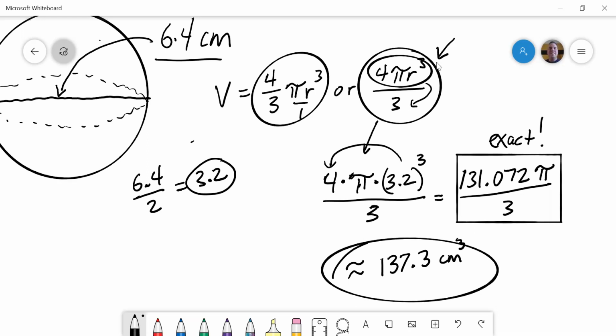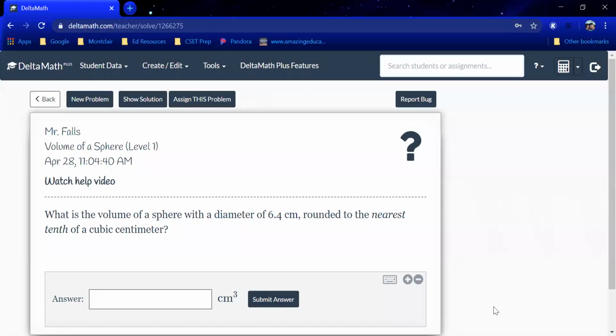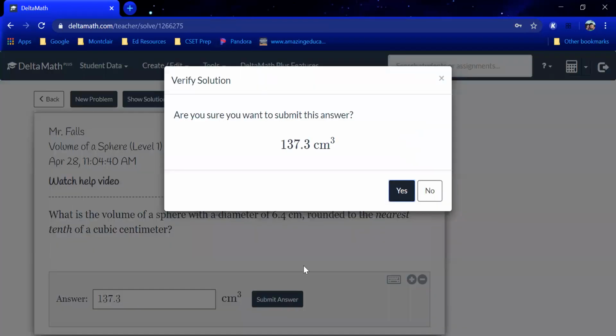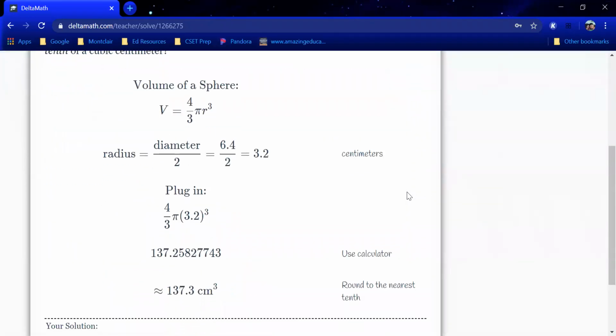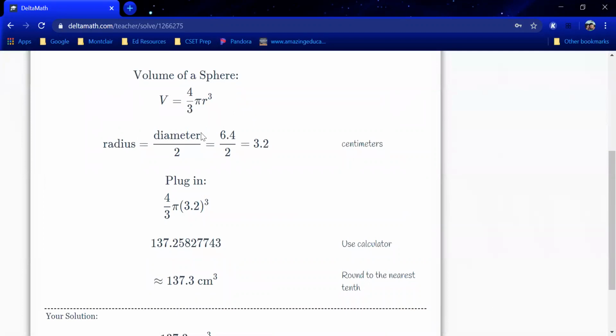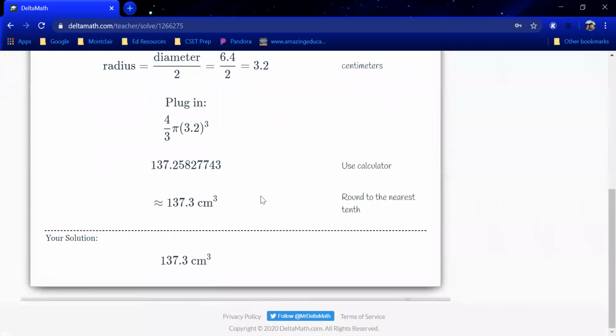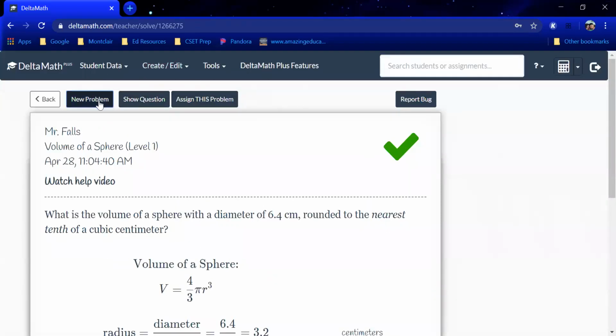So let's go back in and make sure that hopefully I did it right. 137.3. Let's go back to DeltaMath and punch that in. 137.3, and submit. Are you sure you want to submit? Yes, I am very sure. And look at that check mark. We got it right. Cool. And look, guys, it even kind of goes through the problem with you, and you can see what's happening, and that's basically what we did. Notice how they did 4/3, right? I warned you of that in the beginning. It's the same thing that we did. All right, cool. Let's go to the next one.